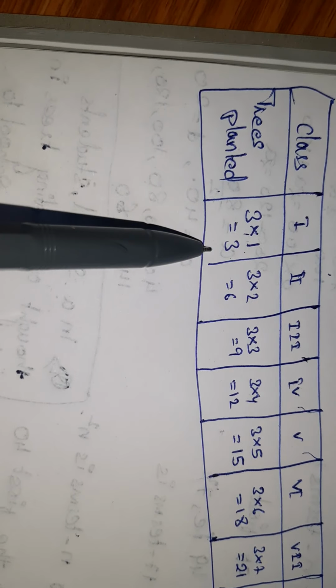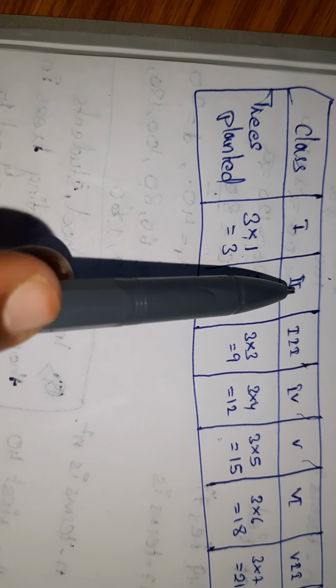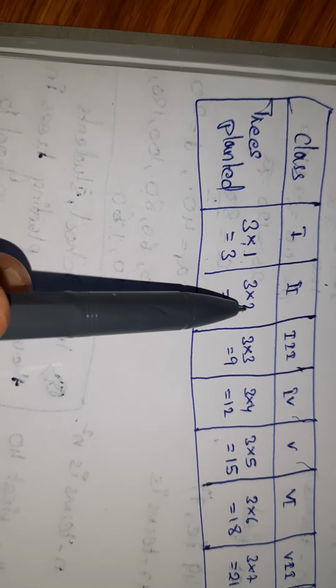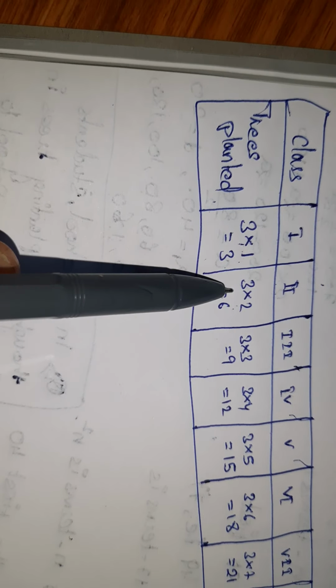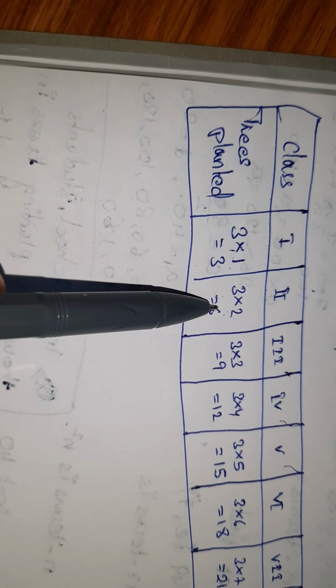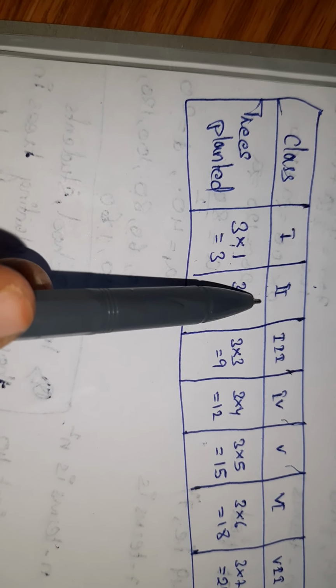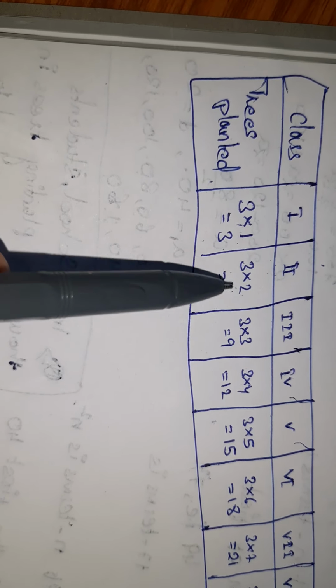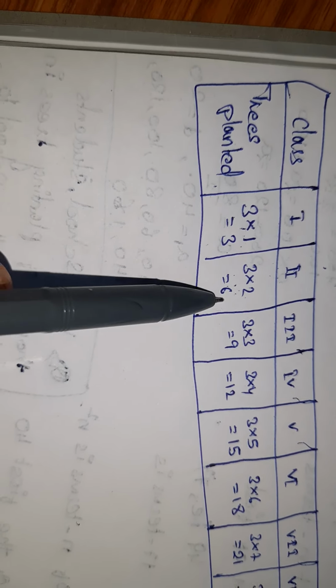So 3 into 1 is 3. The students who are studying in class 2 will plant two trees, because they have three sections and each section will plant two trees, since according to their class they will plant the trees. They are studying in second class, so we get 3, 6, 9.